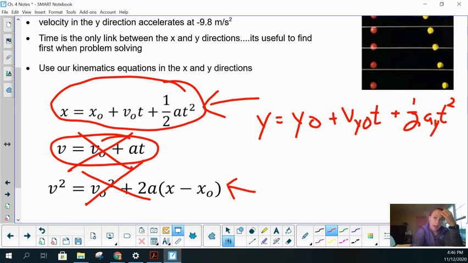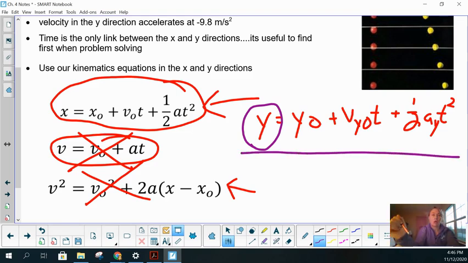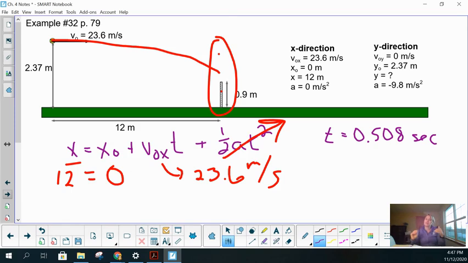So we're going to use that position equation to solve for the location of the ball at the time that it is reaching the net. So see how that time links those two directions, the x and the y direction. So what I want you to do is use your position equation in the y direction, use your list of variables, and substitute in, solving for the y position at the net, which occurs at the time of 0.508 seconds. So again, pause the video and solve for your y position.